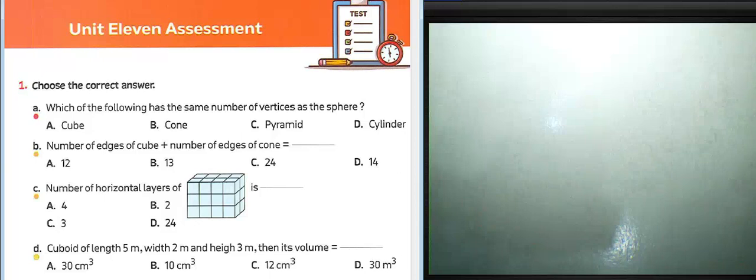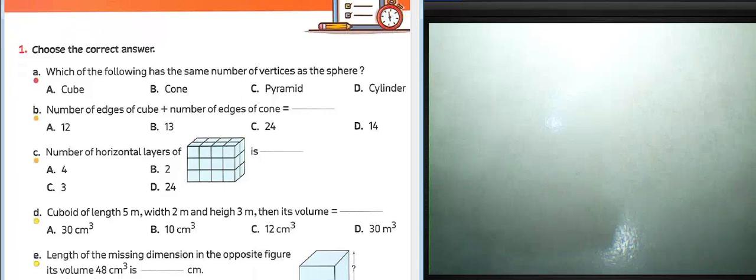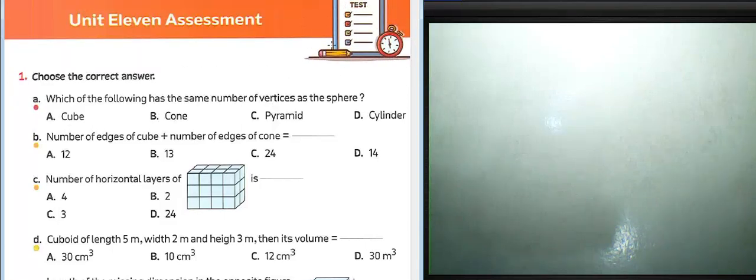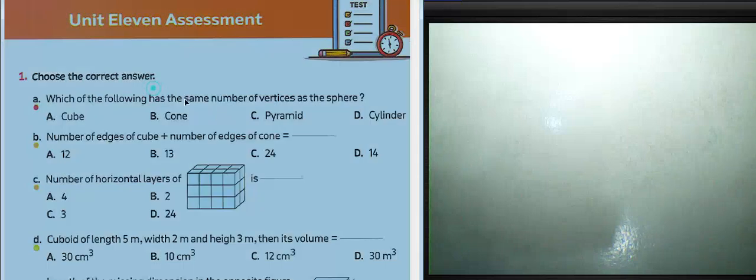Look with me at question number 1. Choose the correct answer. Which of the following has the same number of vertices as the sphere? We know the sphere hasn't any vertices. The number of vertices of a sphere equals 0. So we must choose cylinder.